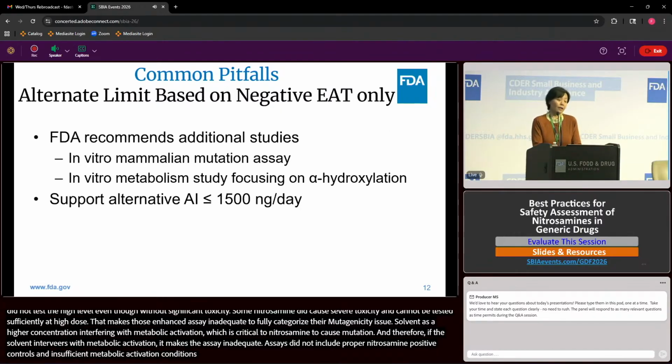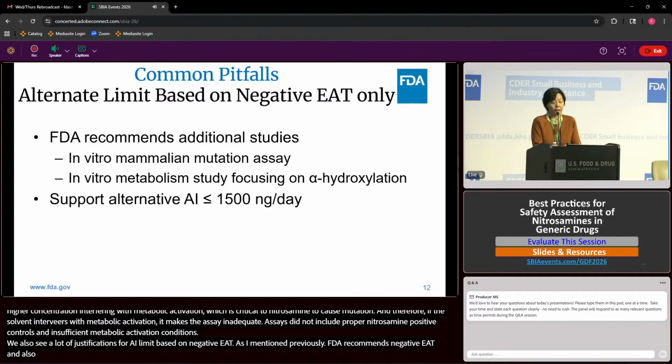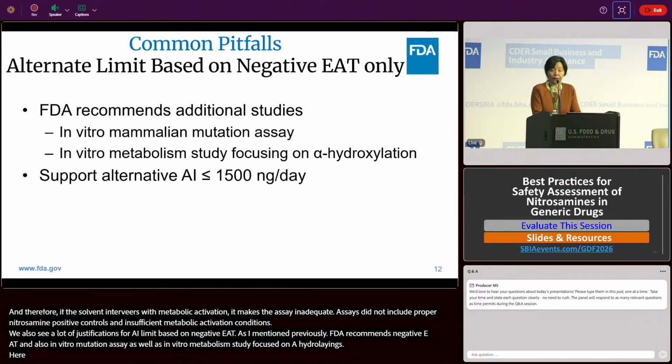We also see a lot of justifications for alternate AI limits based only on a negative enhanced Ames assay. As I mentioned previously, FDA recommends a negative enhanced Ames assay and also an in vitro mammalian mutation assay, as well as an in vitro metabolism study focused on alpha hydroxylation, in order to support the AI limit up to 1,500 nanogram per day. Here, I want to acknowledge that FDA's recommendation differs from the recommendation from other regulators.